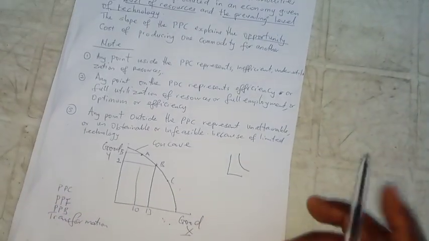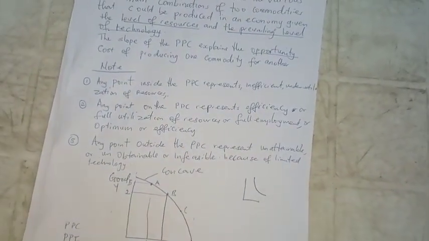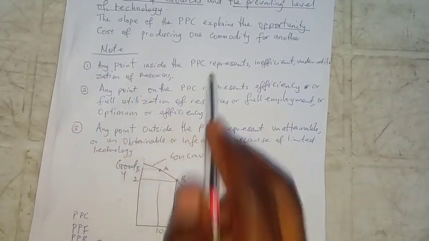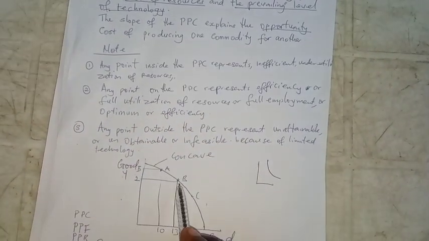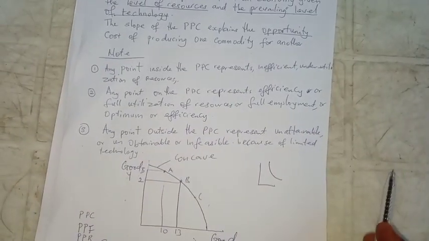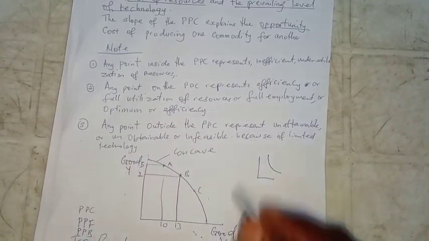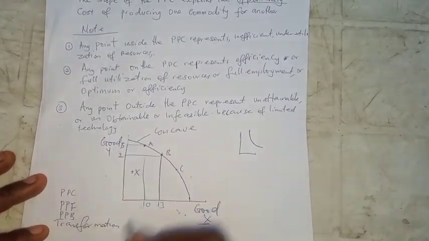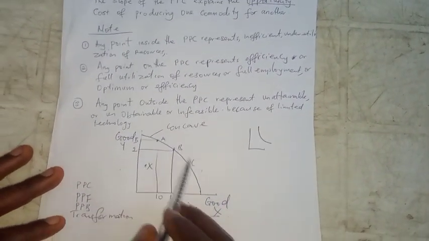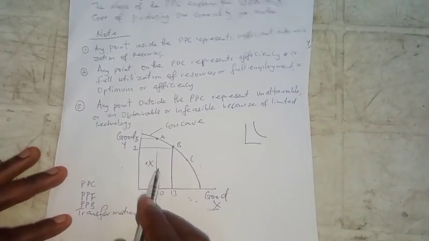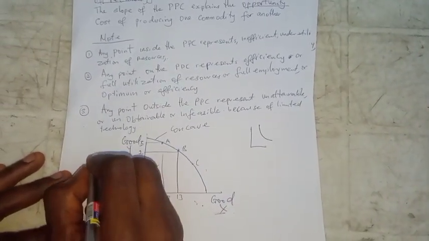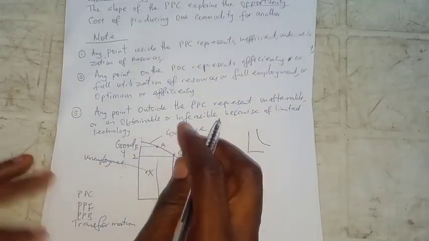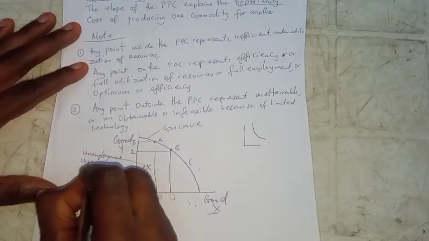Now, there are three things you need to know about the points on the PPC. Let's say this is a curve. The point inside the curve indicates something, the point on the curve indicates another thing, and the point outside the curve indicates another thing. Let's start from the first one. Anytime you see a point inside the curve, let's say point X, it is within this curve. It means that there is unemployment, underemployment of resources.